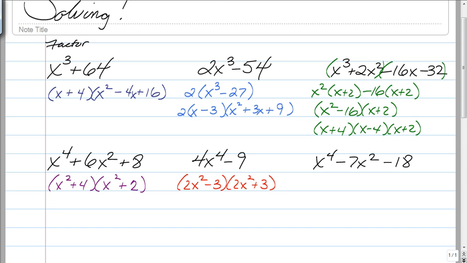And this last example, again, what multiplies to a negative 18 but adds to a negative 7? That's an x squared minus 9 and an x squared plus 2. But as you see, the x squared minus 9 is the difference of 2 squares. So we have x plus 3, x minus 3, and x squared plus 2. So this first section is all review. You should know how to do every one of those problems. The only difference is now we're going to start solving.